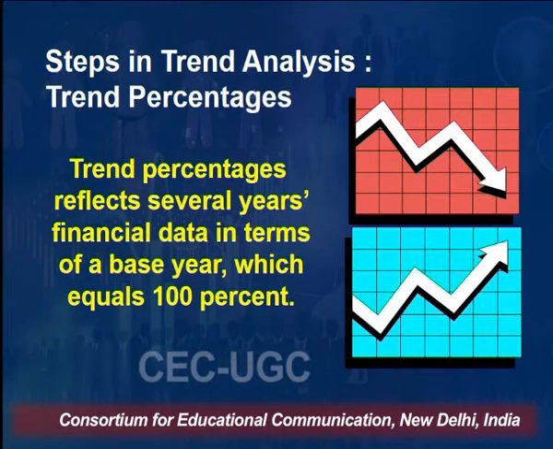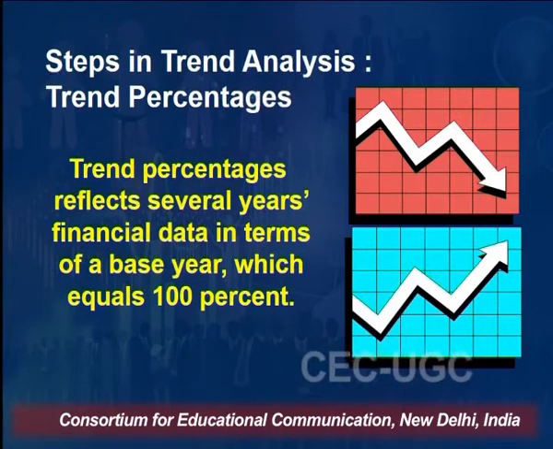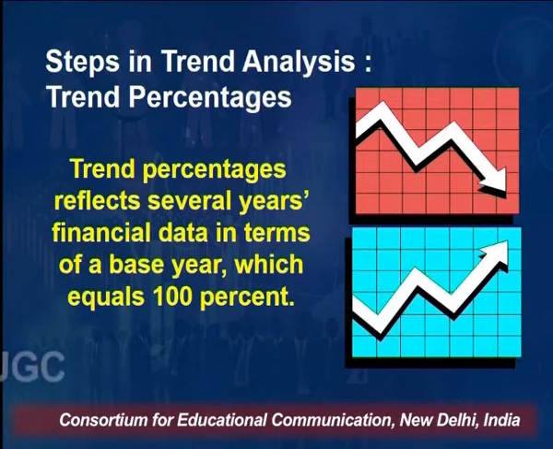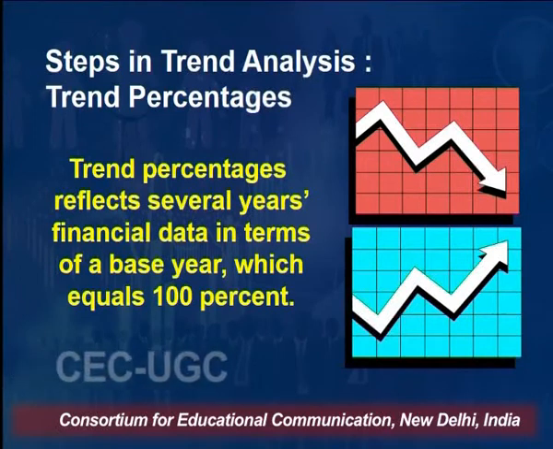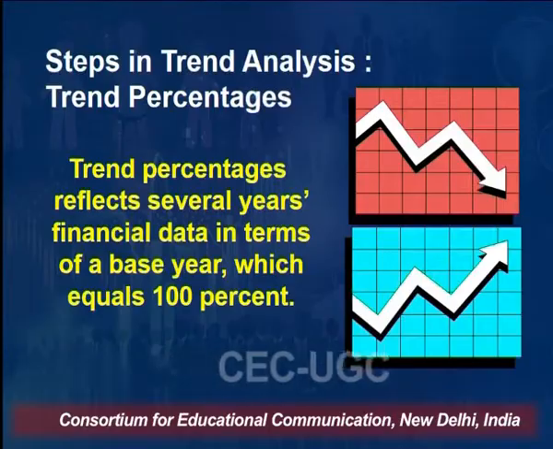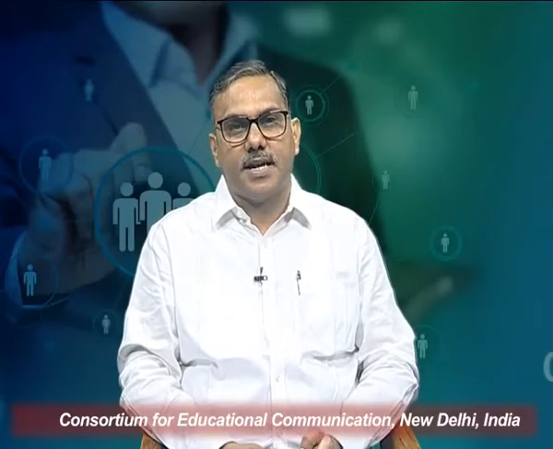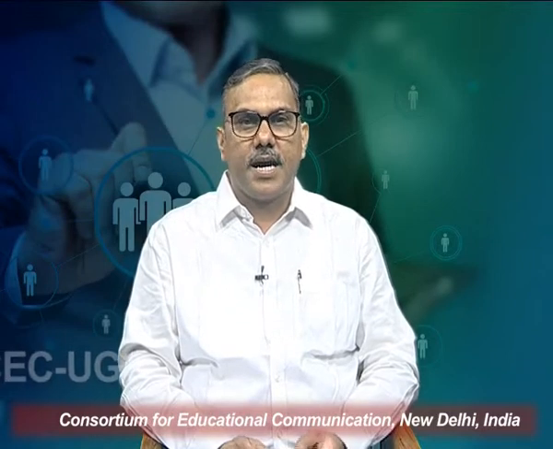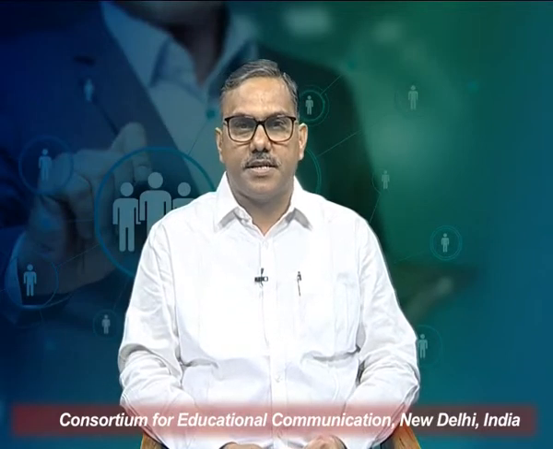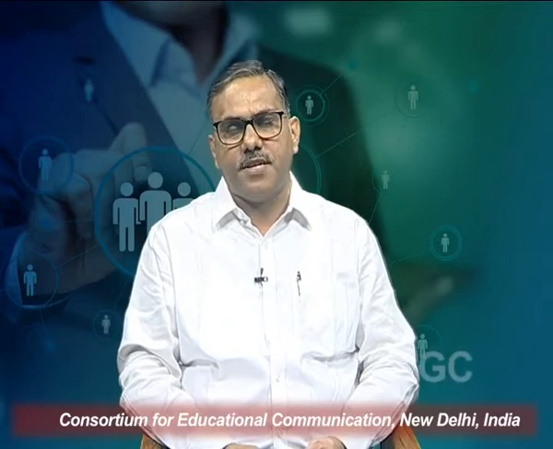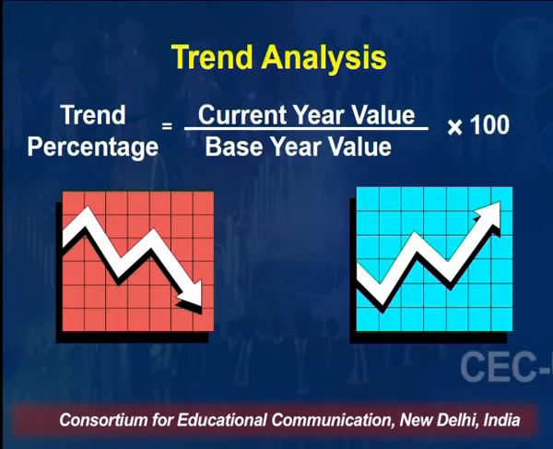So trend percentages basically reflect several years of financial data in terms of a base year, and normally the base year is provided with the value of 100. It equals 100%. We assume the total value to be 100, and that is regarded as the base. After that, we calculate the trend percentage. The very basic formula is: current year value divided by base year value, into 100.